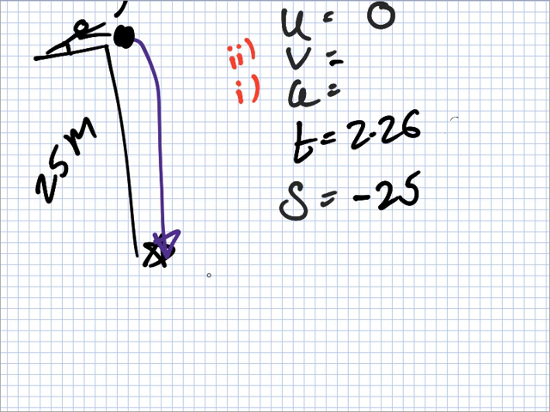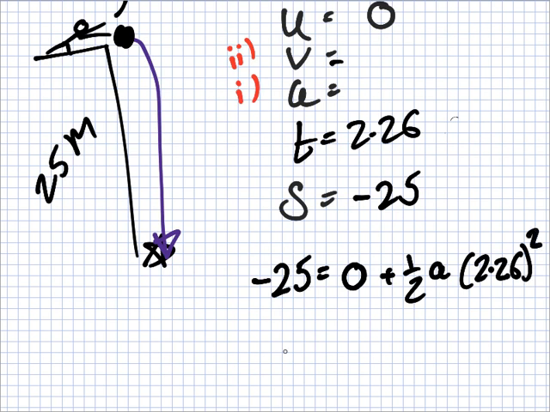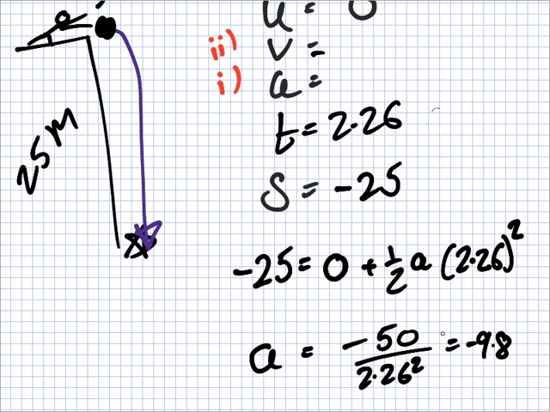Okay. What's the A? Did you get the A? What formula should we use for the A? S equals UT plus a half AT squared. So A will be minus 50 over 2.26 squared. Is it about minus 9.8? What did we get for the A? 9.789. So that's 9.79 then. So minus 9.79.